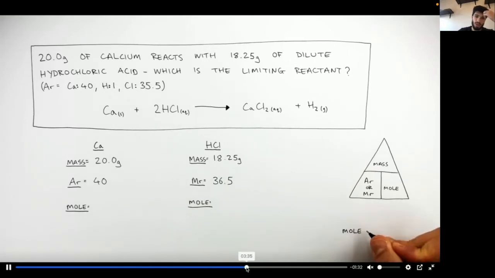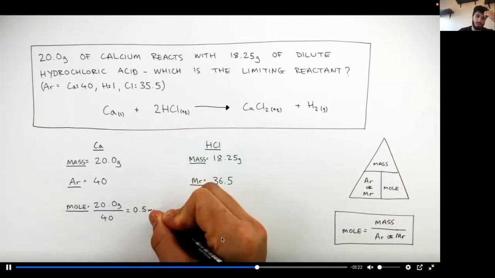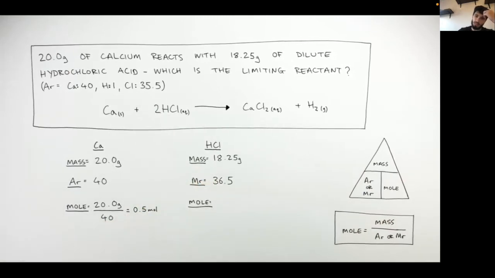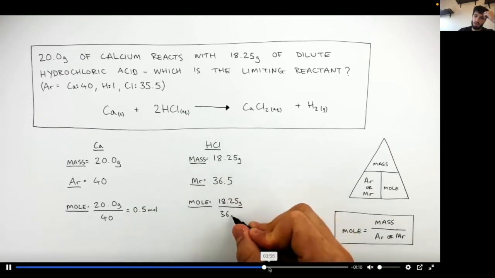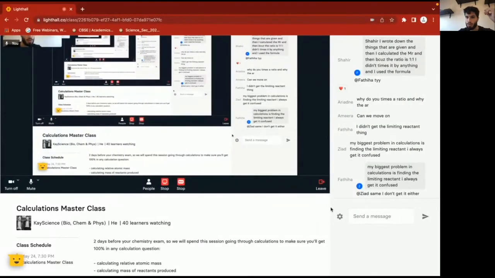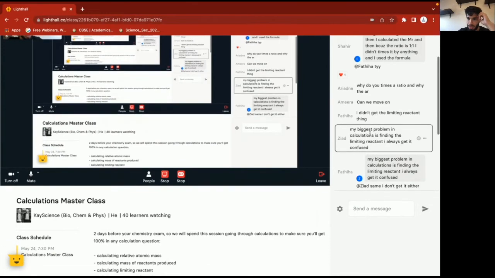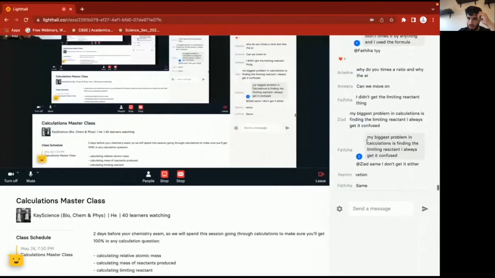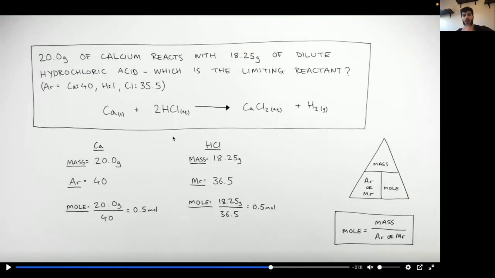At this point, we calculate the moles. So we do 20 divided by 40 equals 0.5 mole. 18.25 divided by 36.5 equals 0.5 mole. But wait a second. What's the problem here? Guys, you can tell me, what's the problem here?